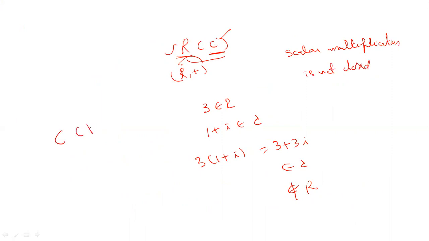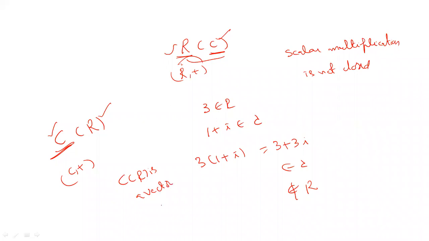Same example, you take C over R. C plus is an abelian group. An element in C, an element in R, their product again belongs to C. And all the remaining properties are satisfied in C. Therefore, C over R is a vector space.